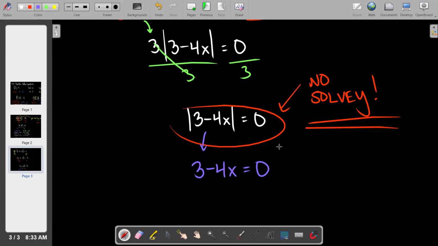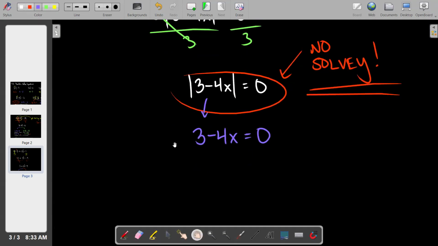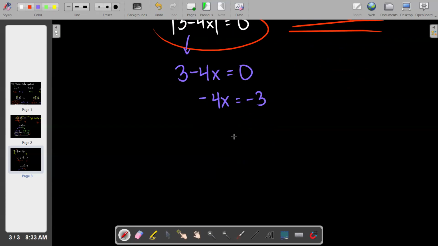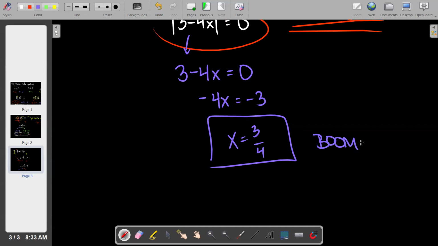And now we solve. What do we do to both sides? Right. Subtracting 3 gives us negative 4x equals what's 0 minus 3? Divide both sides by negative 4. What does x equal? Boom.